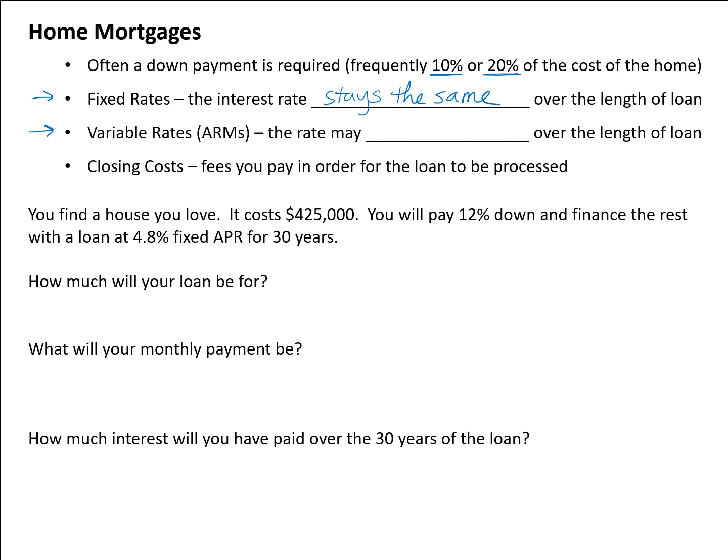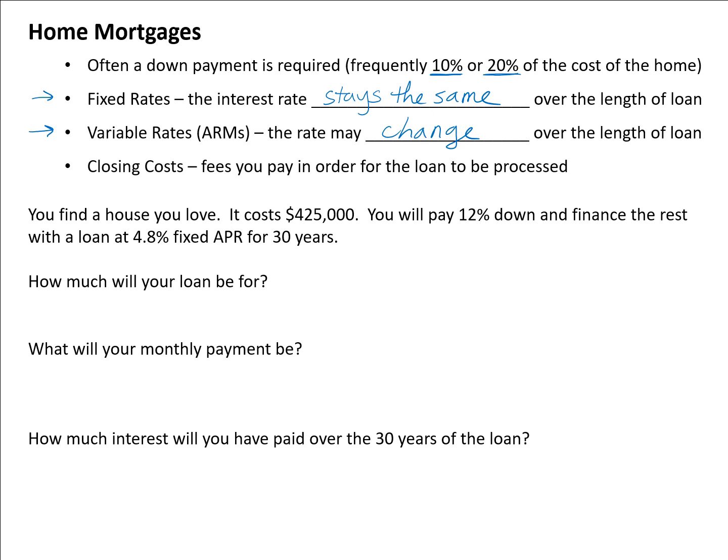Whereas you could also have a variable rate or an ARM loan. The rate may, in this case, change over the length of the loan. It could change and get lower, or it could change and get higher. So that interest rate may change, and usually it changes based on what the going rates are for the country.